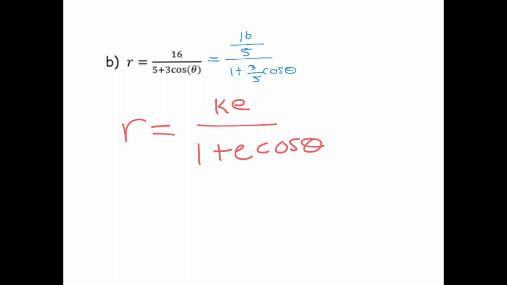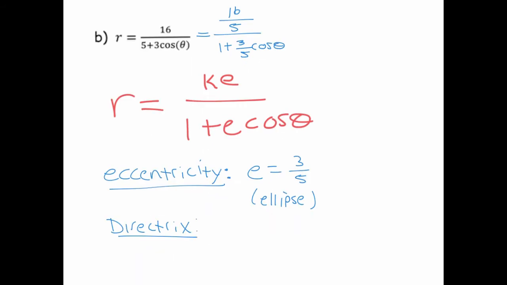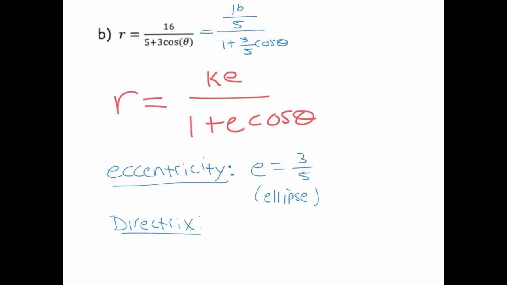So now it is in standard form. And that tells me that e, the eccentricity, is equal to 3/5. And since that's less than 1, I know that I'm going to be graphing an ellipse. And to get the directrix, we just match it with what we see in the numerator.